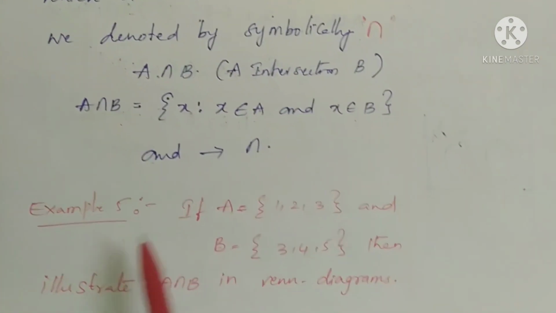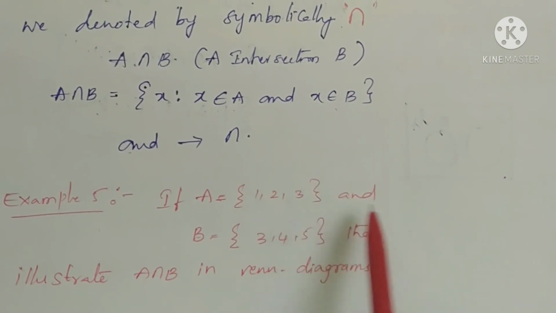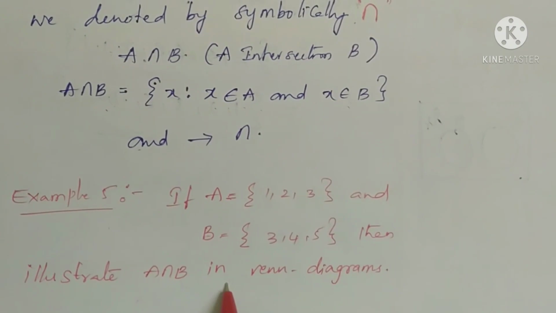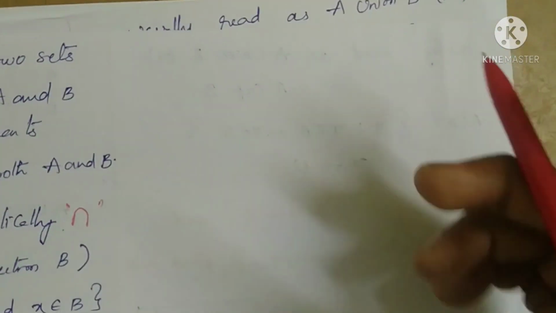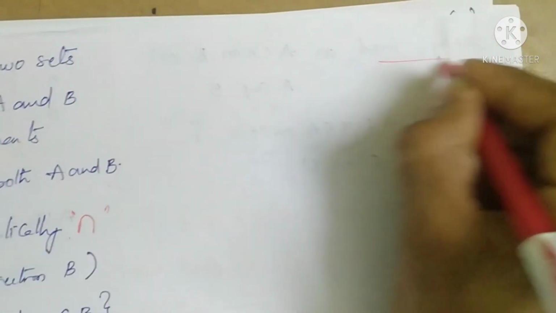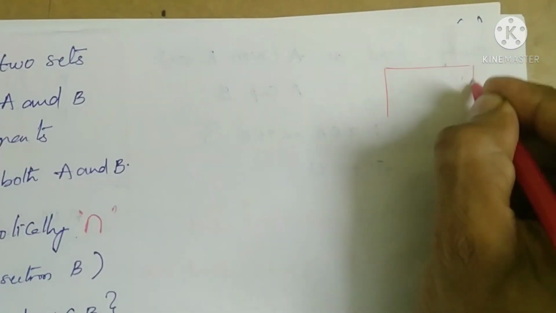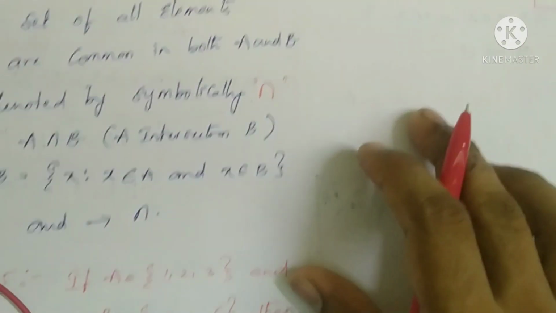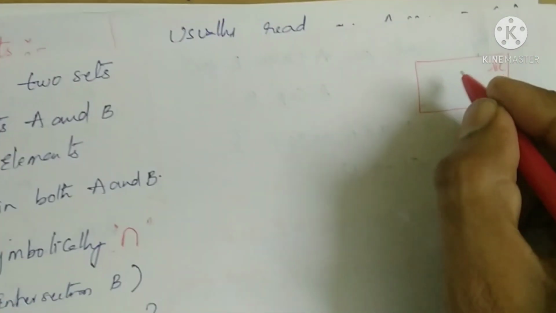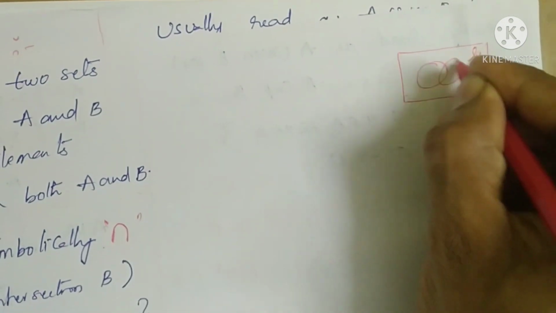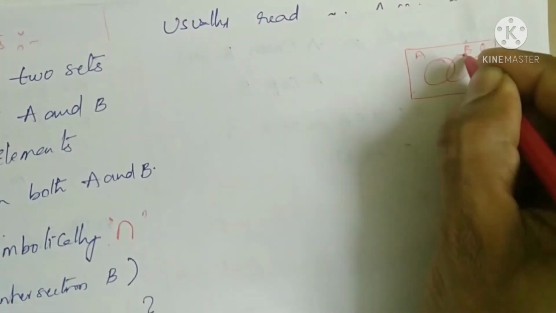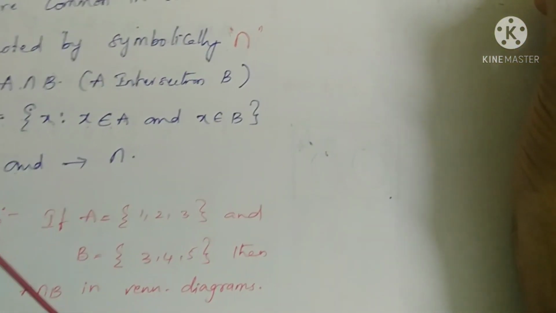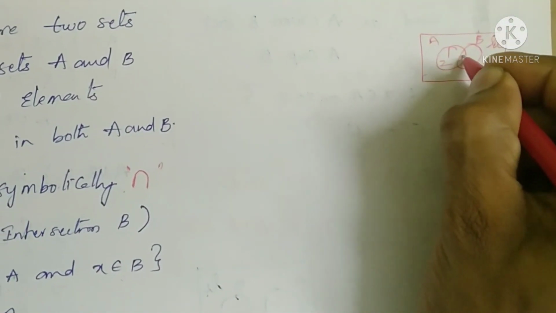This is example 5. If A is equal to {1, 2, 3} and B is equal to {3, 4, 5}, then illustrate A intersection B in Venn diagrams. Here we have to find A intersection B. This is the rectangle, the universal set. Sets are denoted by circles, that is A and B. Set A elements are 1, 2, 3. 3 is the common element.